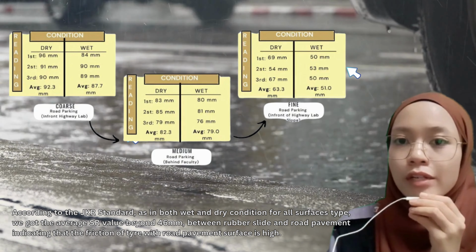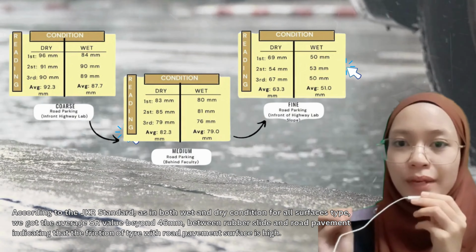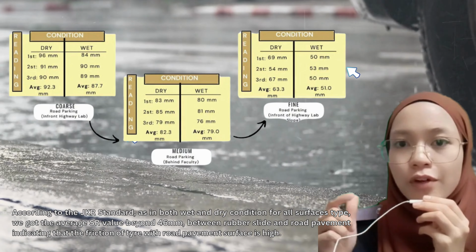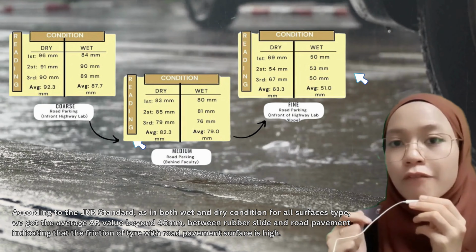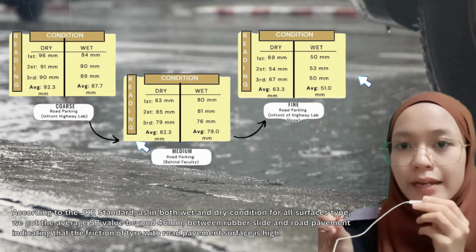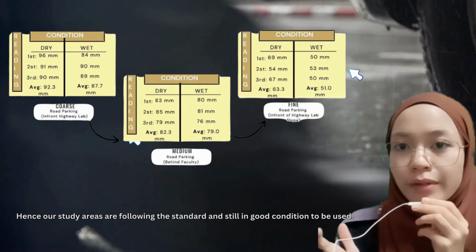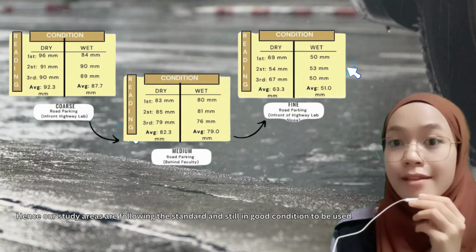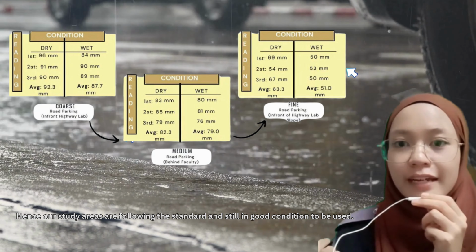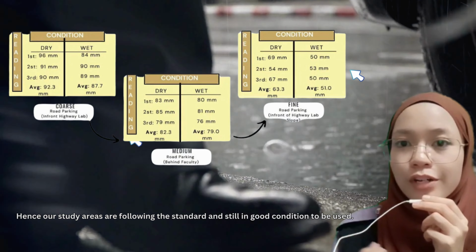According to the JKR standard, in both wet and dry conditions for all surface types, we got the average SRV beyond 46 between the rubber slider and the road pavement, indicating that the friction of the tire with the road pavement surface is very high. Hence, our study areas follow the standard and are still in good condition to be used.